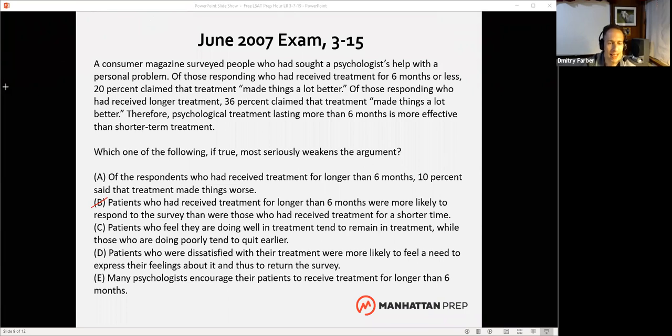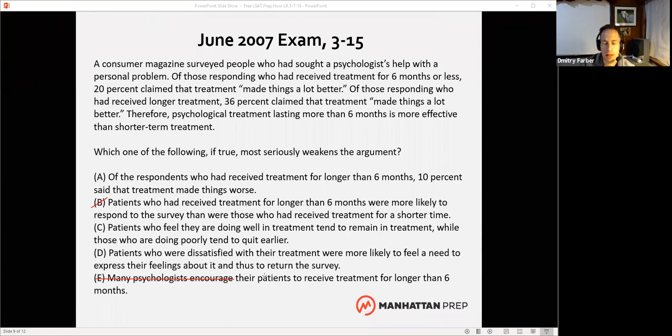So if we look at E, E says what many psychologists encourage people to do. I don't care. One reason I don't care is that many is a very meaningless term. When I say many, there's a lot of psychologists in the world, right? There are many psychologists. So when I say many, am I talking about 5, 100, 80%? Like, what am I dealing with?